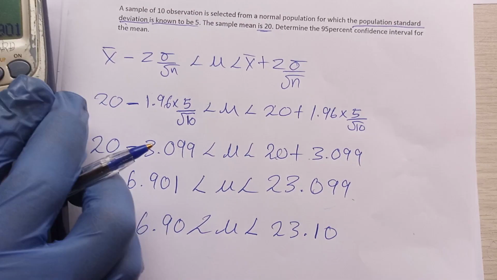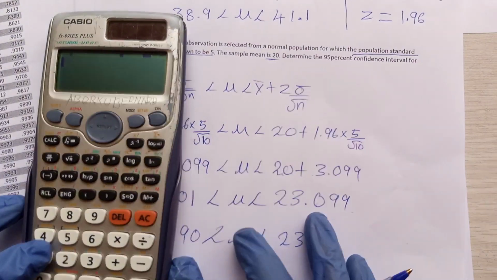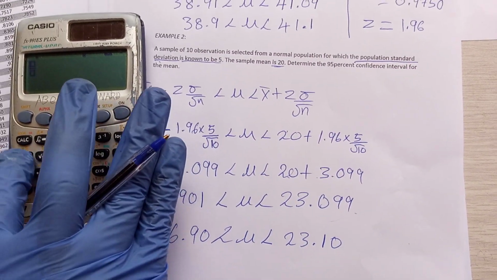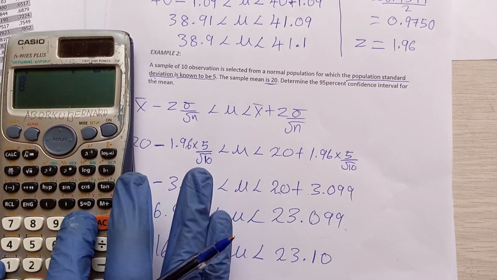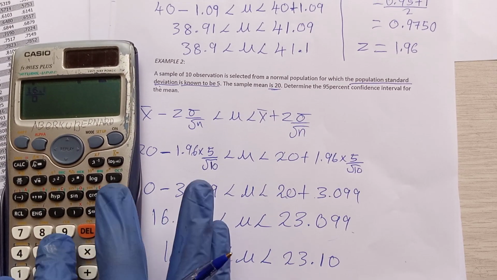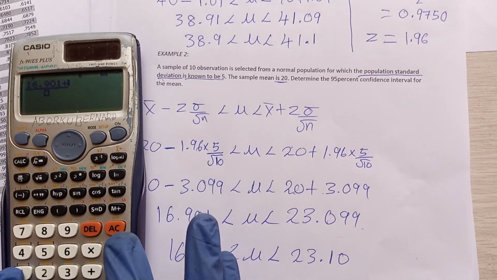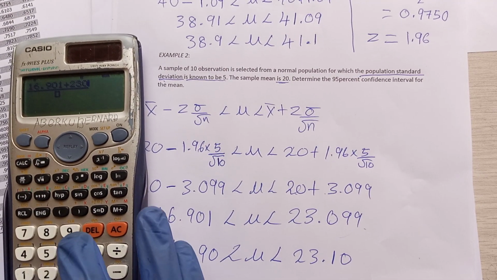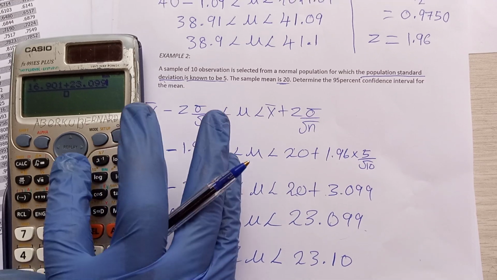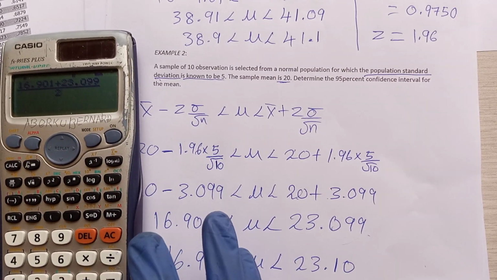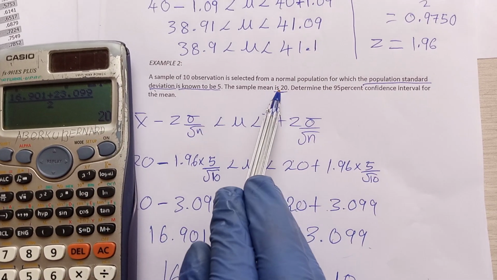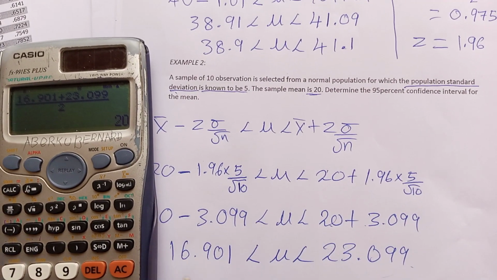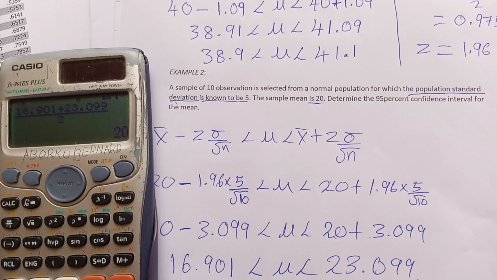Okay, you can apply the same trick we use here, that you add your 2 ends, the lower end and the upper end. 16.901 plus 23.099 and divide all by 2 and see if you get the sample mean back. 20. As you can see, we got the sample mean back. That's how you know if you've done the right thing or not.